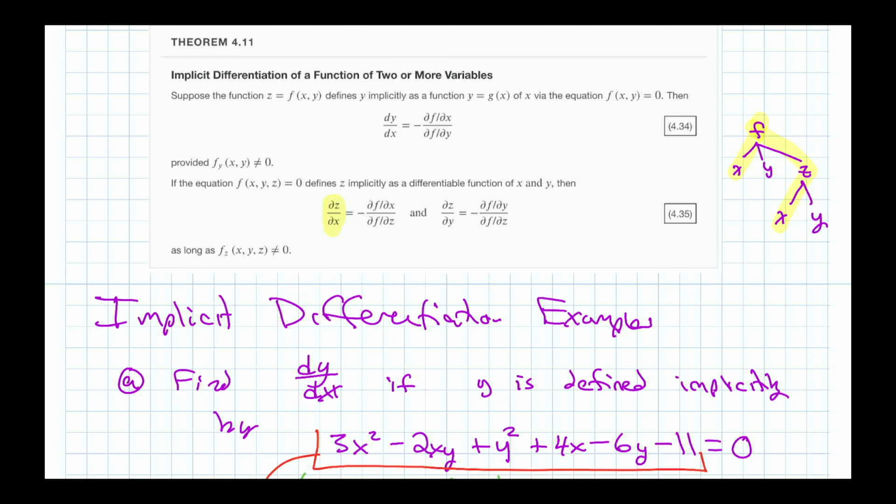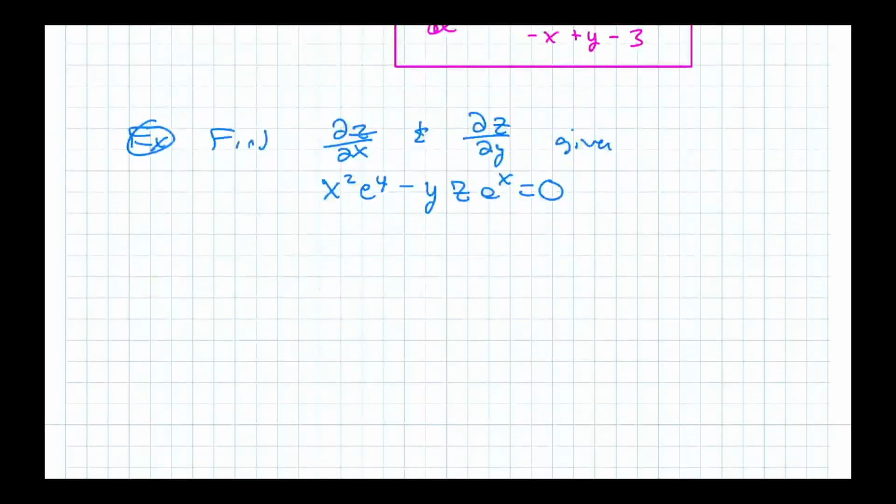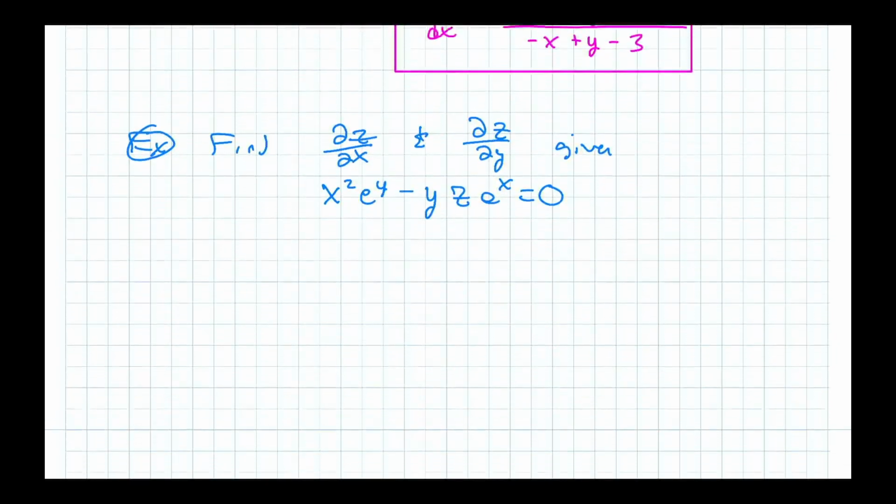Okay. Sorry. I was just thinking if I was going to have to rearrange this formula here. All right. So how do we do this?